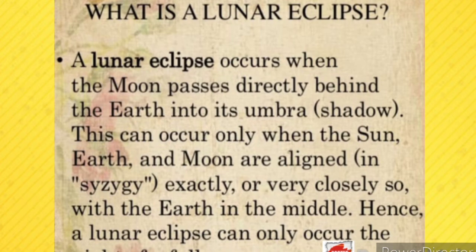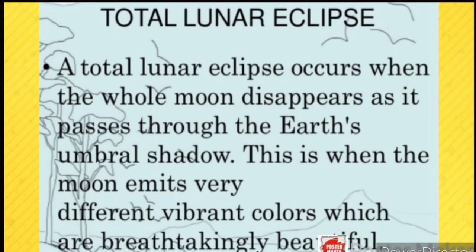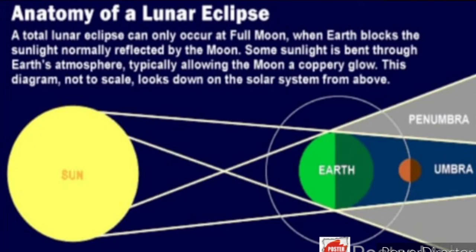A total lunar eclipse occurs when the whole moon disappears as it passes through the earth's umbral shadow. This is when the moon emits very different vibrant colors which are breathtakingly beautiful. So see in the diagram of the lunar eclipse, a total lunar eclipse occurs on the full moon day when earth blocks the sunlight normally reflected by the moon. Some sunlight is bent through the earth's atmosphere, typically giving the moon a coppery glow.